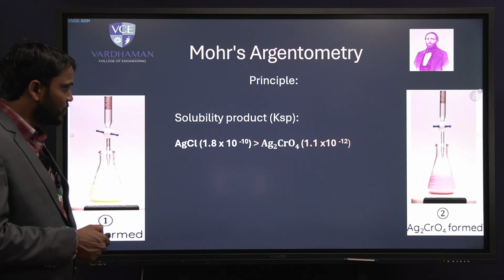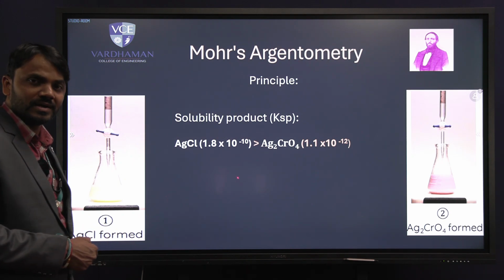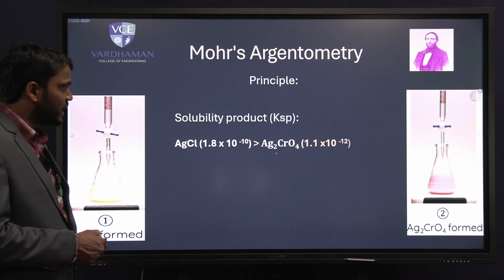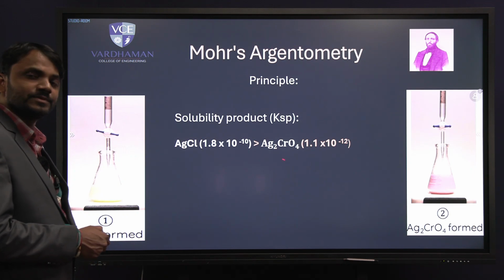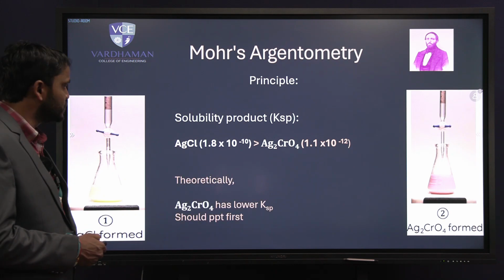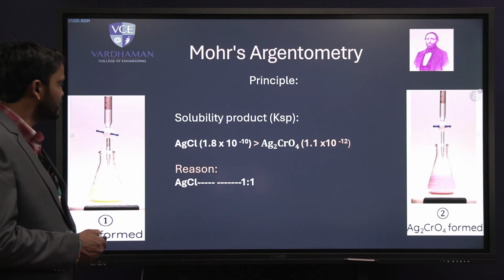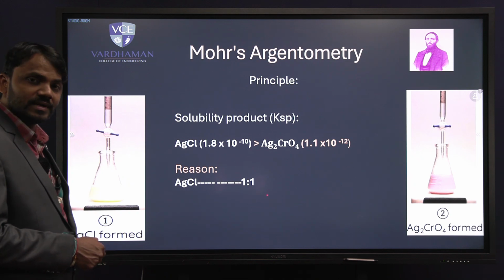So now you compare with the solubility product. Ksp is higher means more soluble in the water. Silver chloride is the least soluble, so its Ksp is least, which means it must precipitate first compared to silver chromate, and that is what happens. What is the reason? You can look into the dissociation stoichiometry of silver chloride, which is 1:1.